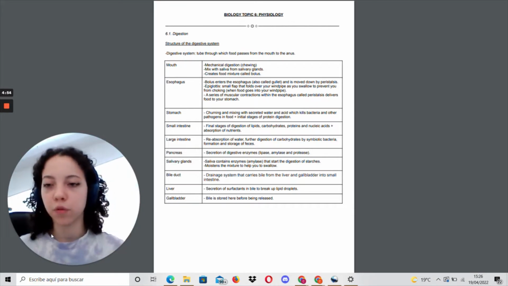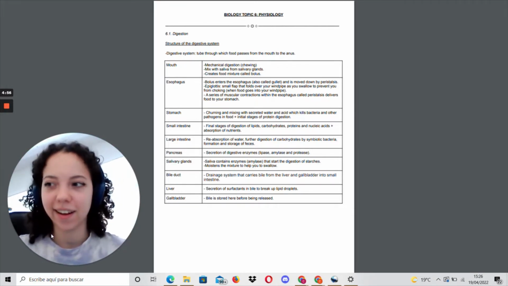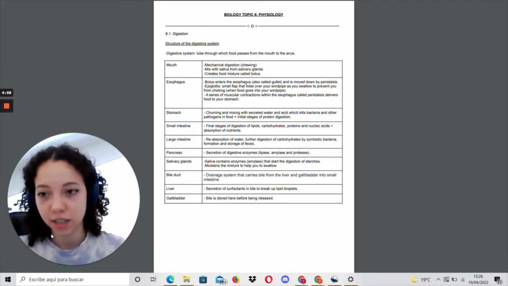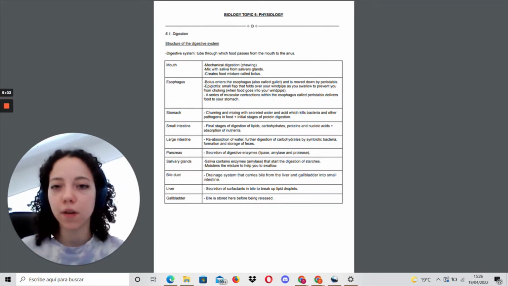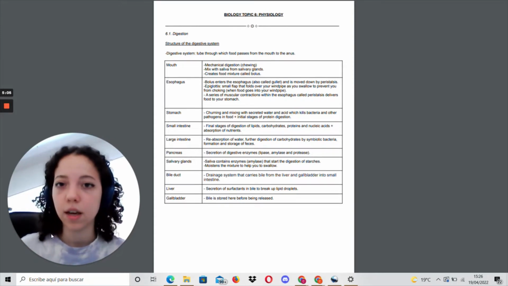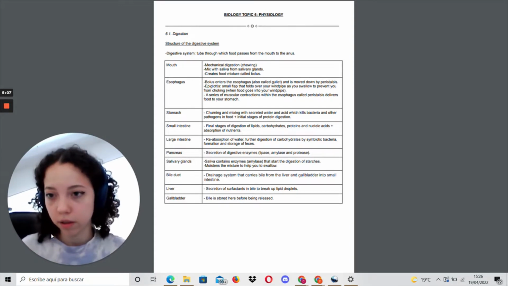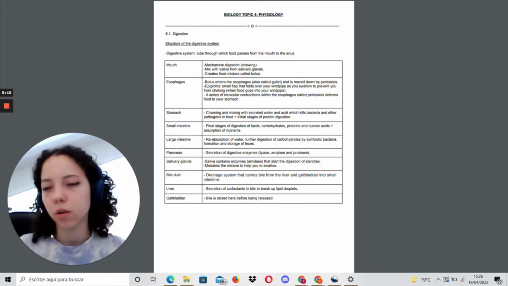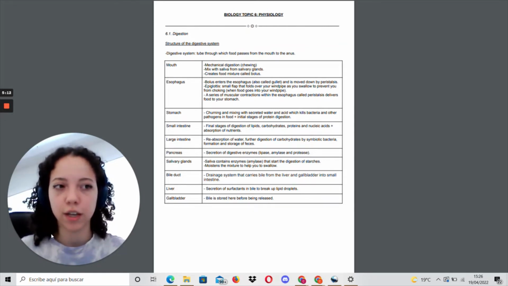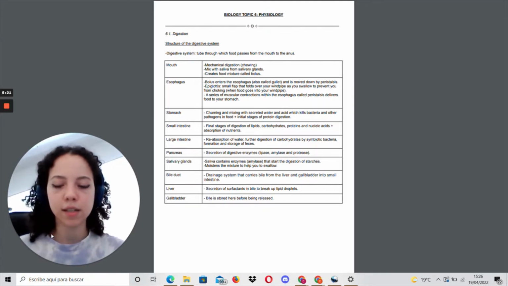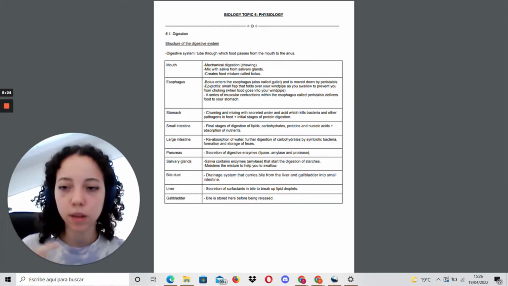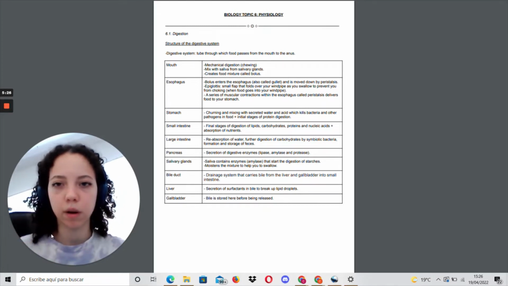The first part through which food enters is the mouth. In the mouth, mechanical digestion happens, also known as chewing, and the food mixes with the saliva, which comes from salivary glands. This creates a food mixture called the bolus. This saliva also has some enzymes which start to digest starch. I will cover that later when we talk about the different enzymes. But basically, salivary glands start the digestion of only starch and create the bolus.